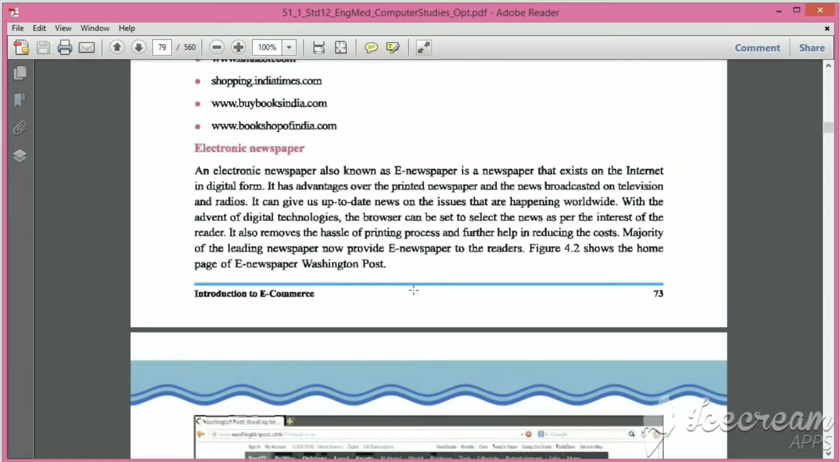An electronic newspaper, also known as an e-newspaper, exists on the internet in digital form. It has an advantage over the printed newspaper and the news broadcast on television and radio. It can give up-to-date news on issues that are happening worldwide. With the advent of digital technology, the browser can be set to select the news as per the interest of the reader. It also removes the hassle of the printing process and further helps in reducing the cost.